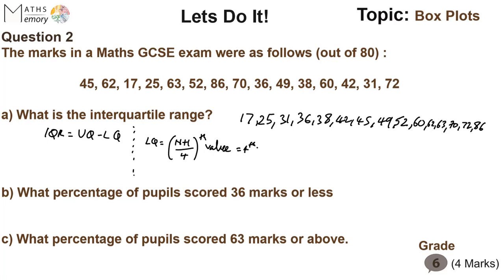It's very important to put the 4th value, the word value here, not the 4th number. A lot of students just put number 4, which doesn't make sense. So the 4th value, let's count up from the beginning over here. So we've got in our list of data 17, 25, 31, 36. This would be our lower quartile, the 4th value over here. Let's just write that down, LQ.